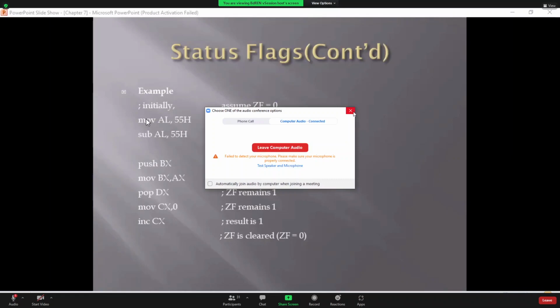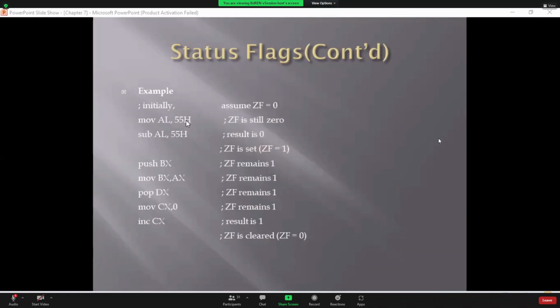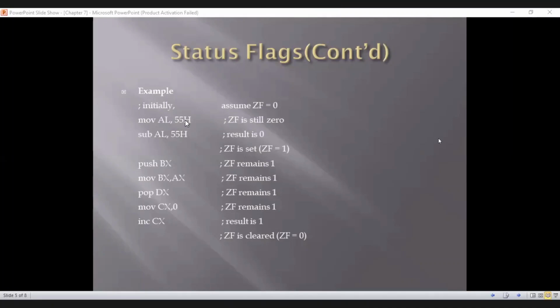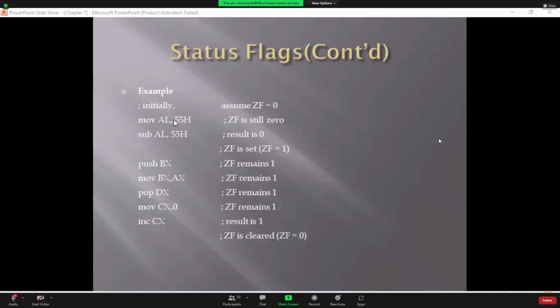The instruction is move AL, 55H. So initially the value of the zero flag register is zero. That means the processor didn't perform any arithmetic operation. So the value of the zero flag register is zero. Now the first instruction is move AL, 55H. Is it an arithmetic operation?